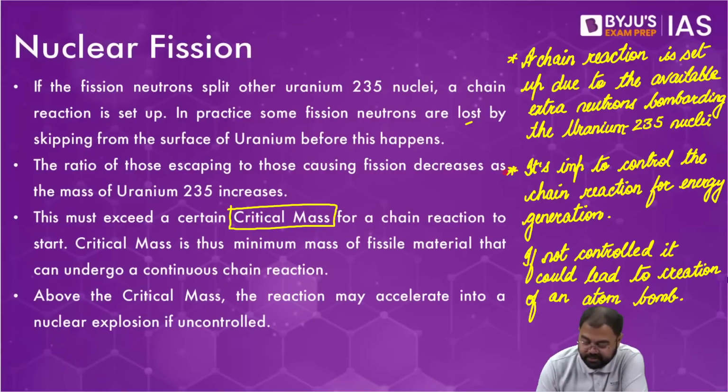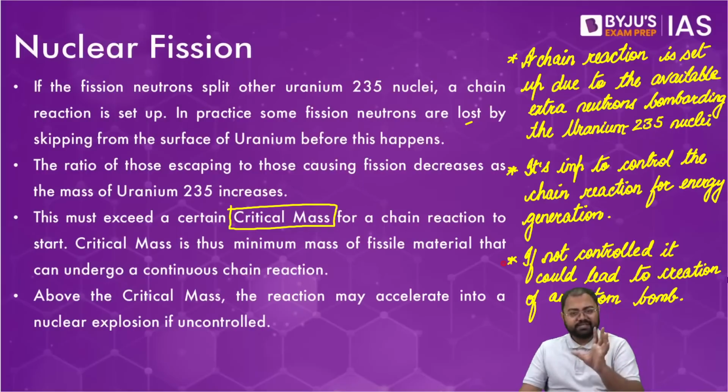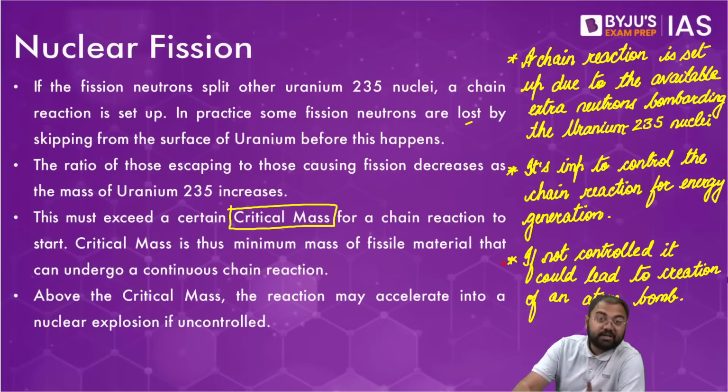Now this critical mass basically is that mass of any material at which you can set up a controlled chain reaction. So critical mass basically is the minimum mass, or let's say that mass of uranium 235 in this particular case, at which you can set up a controlled chain reaction.